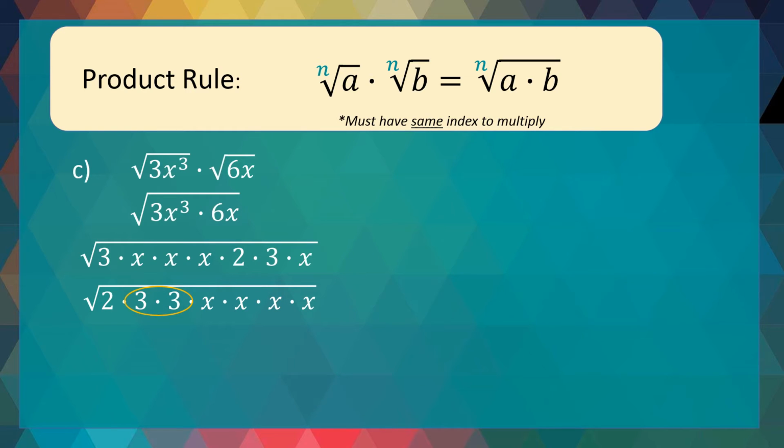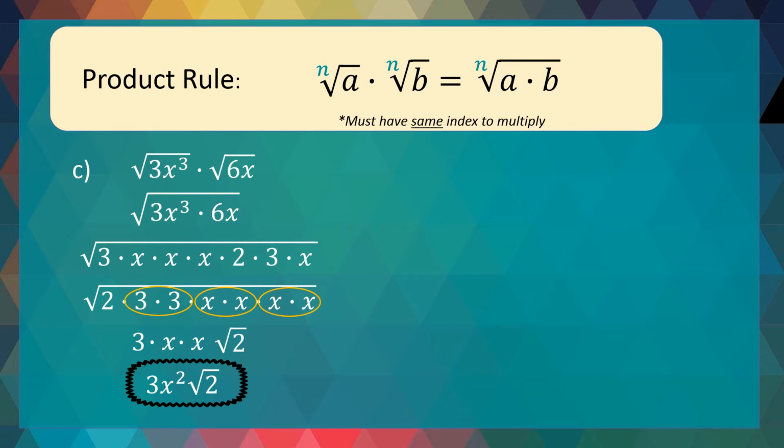Notice we do have a pair of 3's, so a 3 can come out. Notice we have a pair of x's, so an x can come out. And we have another pair of x's, so another x can come out. But notice the 2 does not have a pair, so the 2 must remain under the radical. So although we've pulled out all the sets that we can, we need to simplify our answer. Instead of writing 3 times x times x, we write it as 3x squared square root 2. And that would be your final answer.